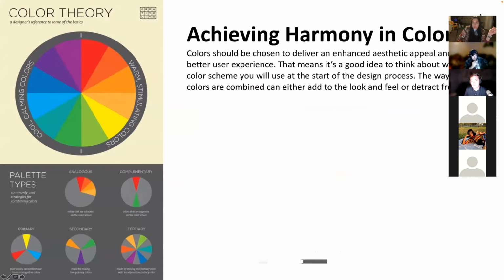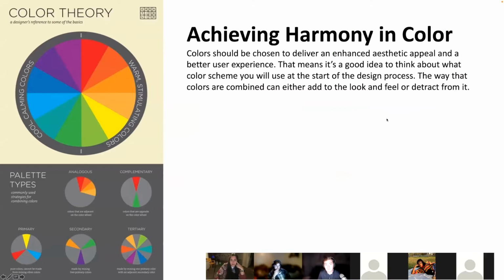So, achieving harmony in color. Colors should be chosen to deliver an enhanced aesthetic appeal and a better user experience. That means it's a good idea to think about what color scheme you will use at the start of the design process. The way colors are combined can either add to the look and feel or detract from it. And this is totally true. Colors need to, again, I use the word harmony a lot, work harmoniously or complement each other, making sure your entire design feels cohesive and everything has an intention and purpose.